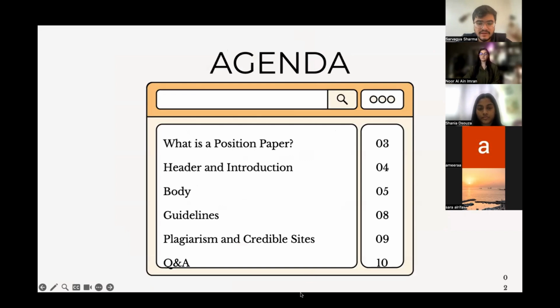So before we begin, let me just show you the agenda. We will be covering what is a position paper first. Then we will be talking about the different aspects of a position paper: the header and introduction, body guidelines, plagiarism, and credible sites. And at the end, the most important, the Q&A, which I believe a lot of you must have questions regarding position papers. So we'll cover that. So let's begin.